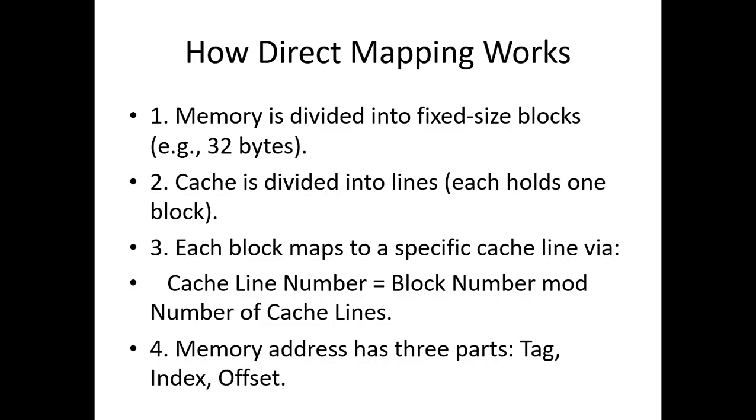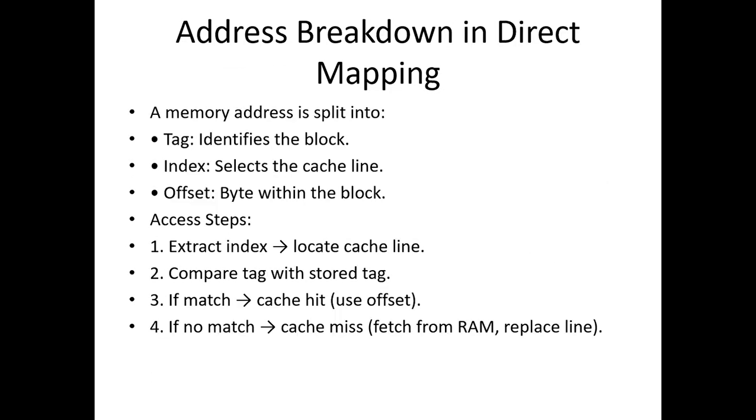Right, so when the CPU accesses memory, the address is broken into three parts: the tag part, the index part, and the offset part. The tag part identifies the specific block from a group which would map to the same cache line. The index determines the exact cache line the block maps to, and the offset selects the byte within the block.